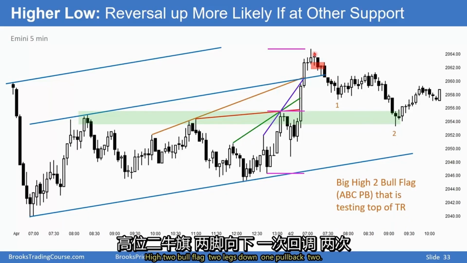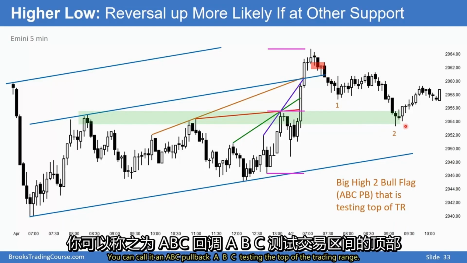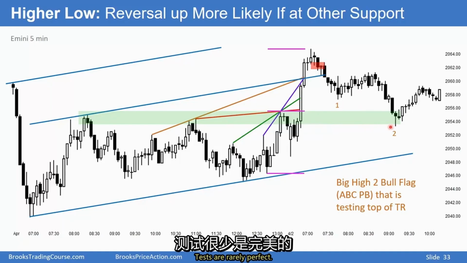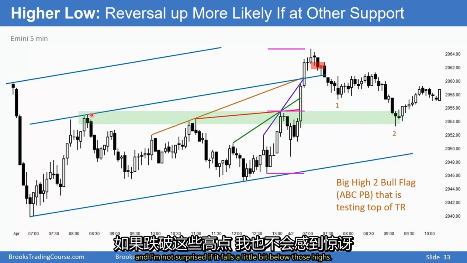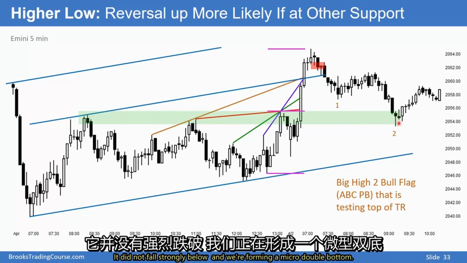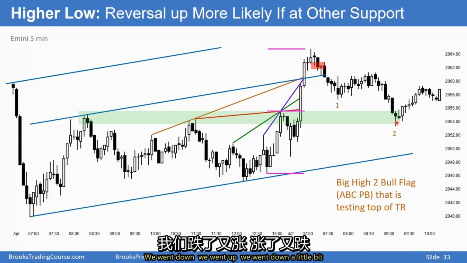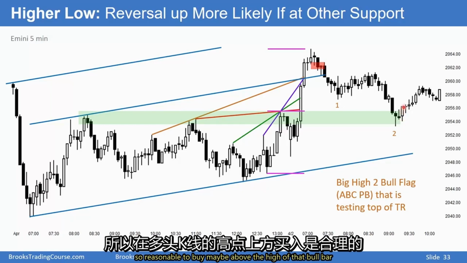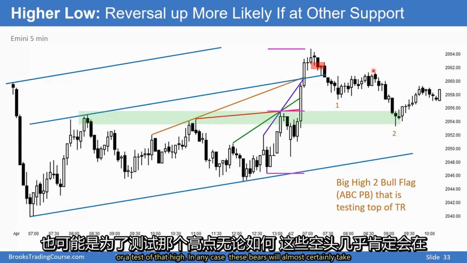High 2 bull flag, 2 legs down, 1 pullback, 2. You can call it an ABC pullback, A, B, C, testing the top of the trading range. Tests are rarely perfect. I think of it as a zone, and I'm not surprised if it falls a little bit below those highs. It did not fall strongly below, and we're forming a micro double bottom. We went down, we went up, we went down a little bit. So reasonable to buy, maybe above the high of that bull bar, possibly for a test of this lower high or a test of that high.